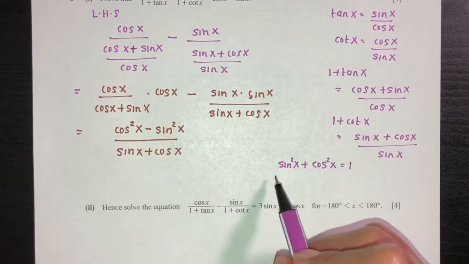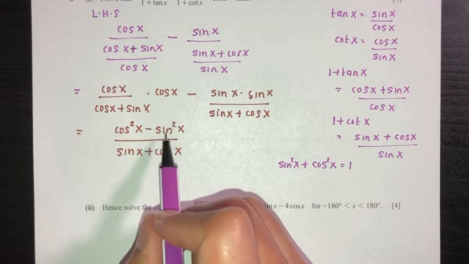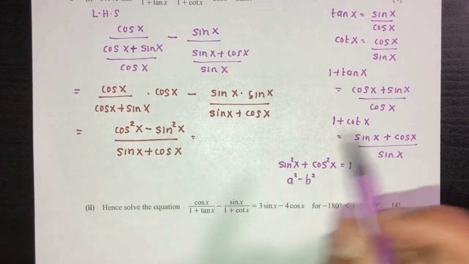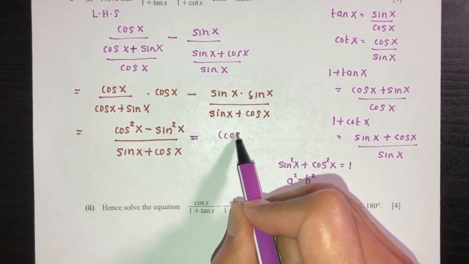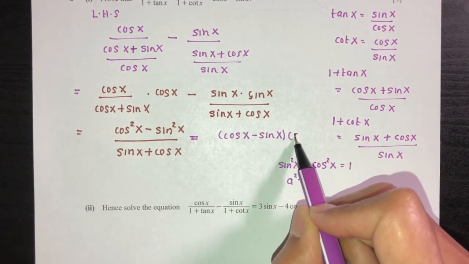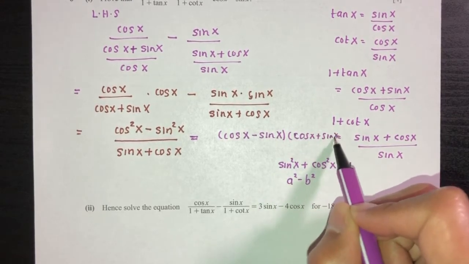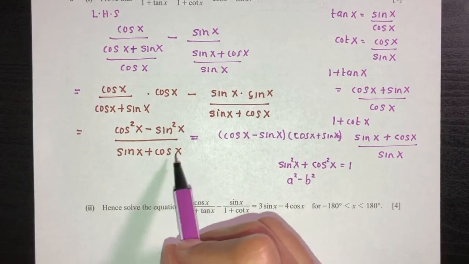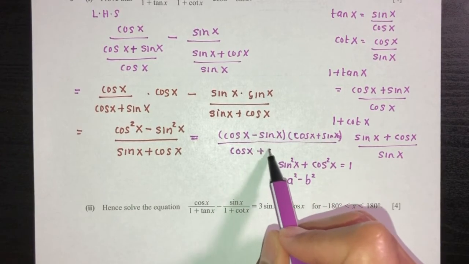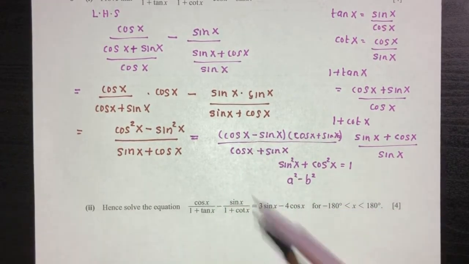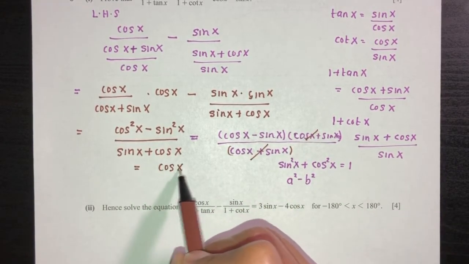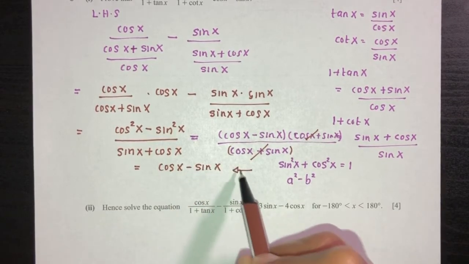We can just factorize them because if you observe, cos square x minus sin square x is like a square minus b square. So this should give you cos x minus sin x times cos x plus sin x, divided by the same base, which you can rewrite as cos x plus sin x. So now if you observe, this and this are the same, so remaining will be cos x minus sin x. This is shown as required.